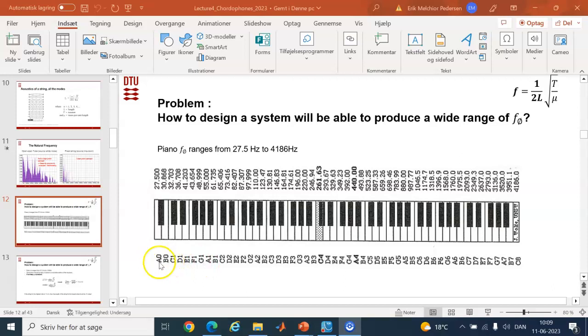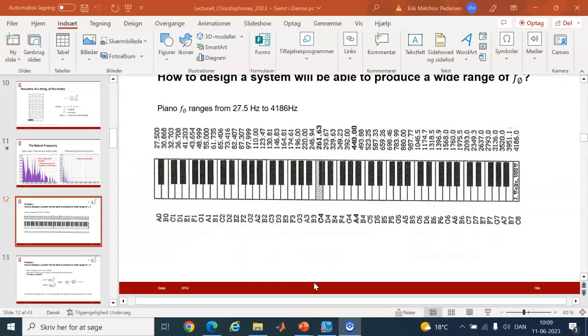A1 here is double of 27.5, and then it's just an example: 55, and then 110, 220, 440, and 880, 1760, 3520. All are multiples of 27.5 Hertz.